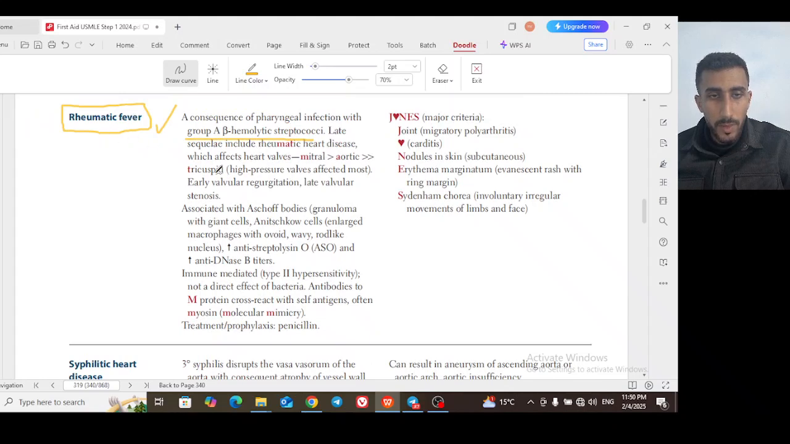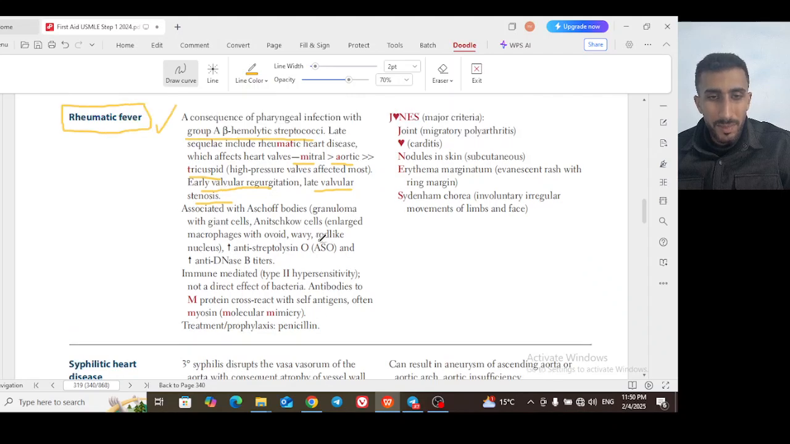The late sequelae of rheumatic fever is rheumatic heart valves, or rheumatic heart disease. You have to know that the mitral valve is more commonly affected than the aortic, and the tricuspid is least common. So the high pressure valves are more affected, and you know that the mitral valve from rheumatic fever is very famous. Mitral regurgitation acutely, and valvular stenosis at the end. So in the acute phase, you will have early valvular regurgitation, and on the longer term, you will have valvular stenosis. So you encounter many patients in their 40s or 50s who have mitral stenosis from rheumatic heart disease. Very, very common, and you have to suspect that on the longer term.